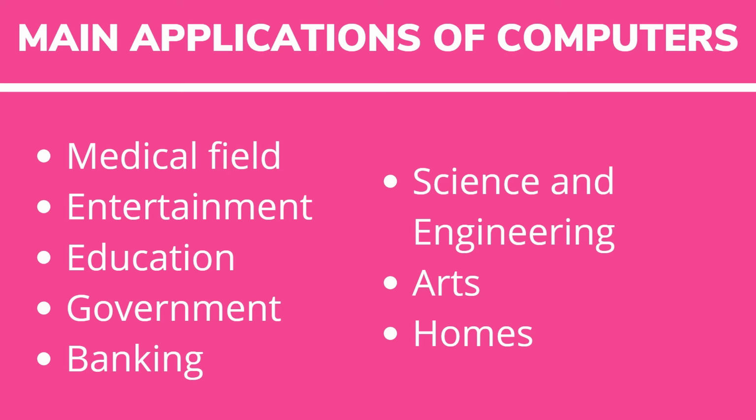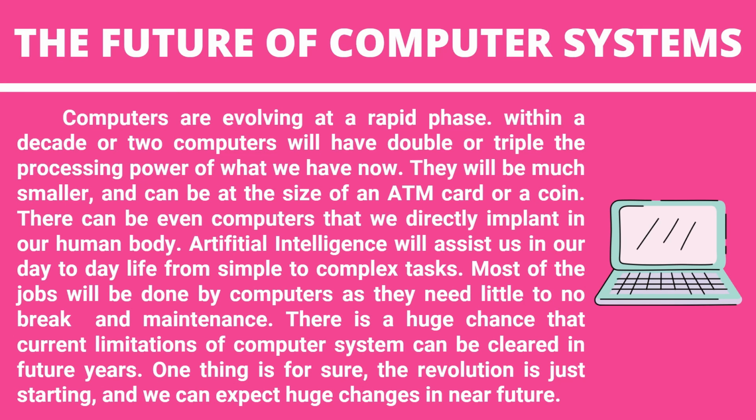Next, we will discuss the main applications of computer systems. Computers are used in every sector now. Adaptation of computer systems has become vital for the survival of any business. The main applications of computer systems are in the medical field, entertainment, education, government, banking, science and engineering, arts, and in homes.